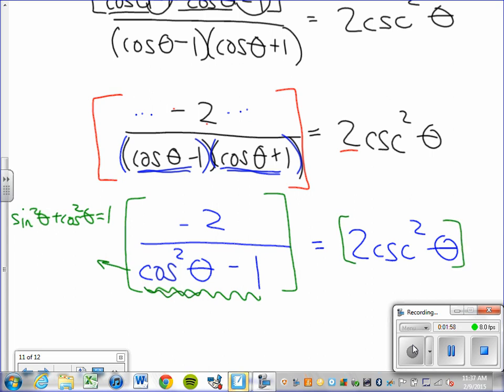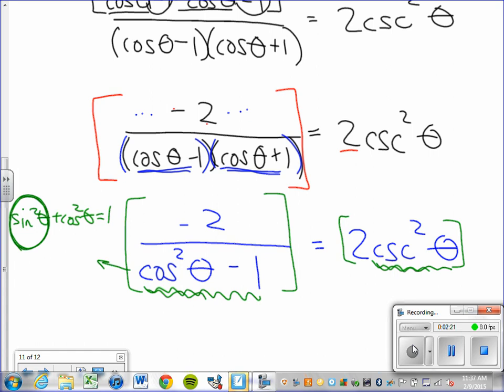I've got cosines over here. Over here, I've got cosecants. There is no relationship between cosines and cosecants. But there is a relationship between cosecants and sines, right? Now what can I do?